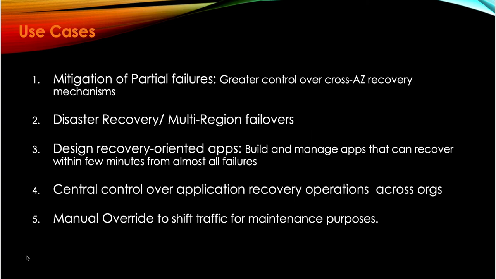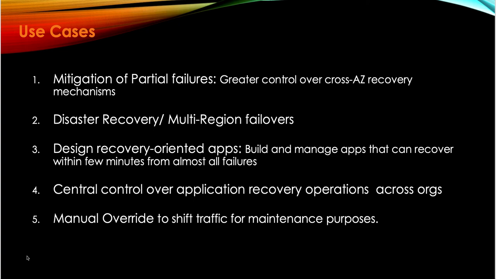Next, let's talk about a few of the use cases. The first one is mitigation of partial failures, greater control over cross AZ recovery mechanism. And this one is when you say partial failure. Sometimes what happens is that your whole availability zone is not down, only a few of the services are down, or maybe having some high latency. So in those cases, you might want to fail over, and your normal health check might not recognize those higher latency things, and might not do the failover. So this routing control mechanism can be used to fail over to your secondary region or secondary availability zone in those scenarios, and it's just a one click button like I showed in the demo. So that's a very good use case where these features can be used.